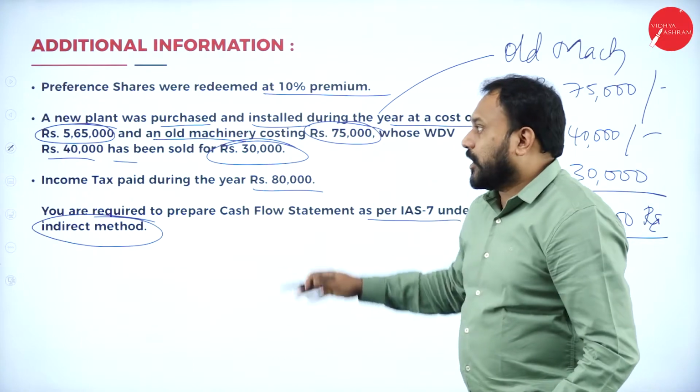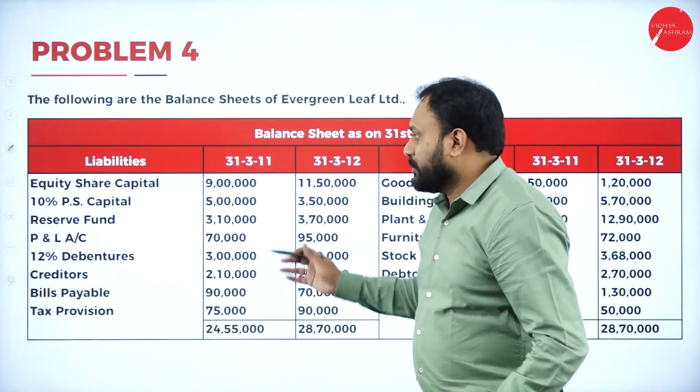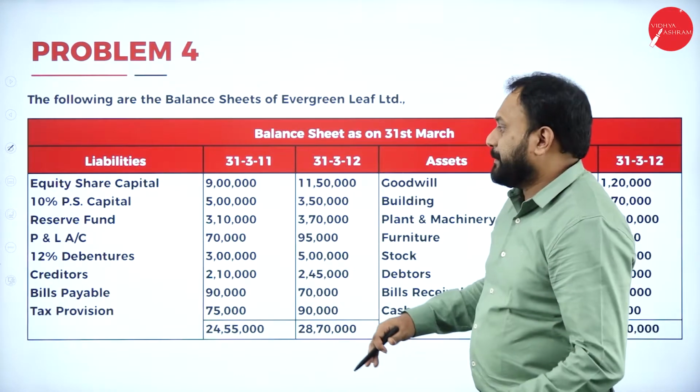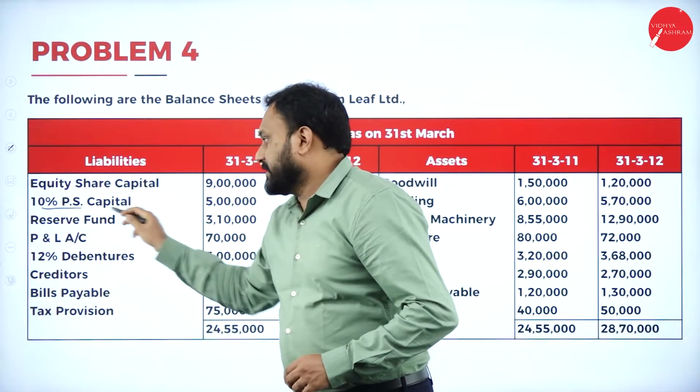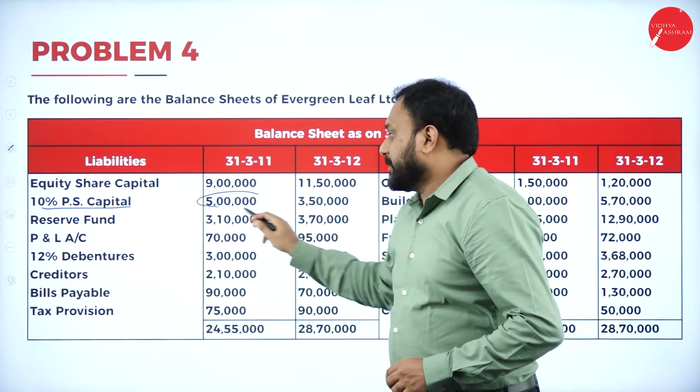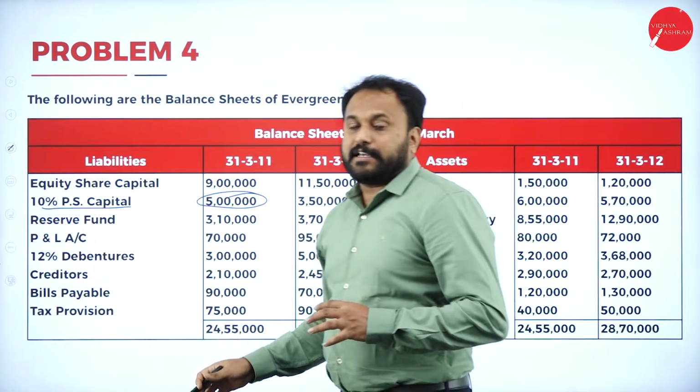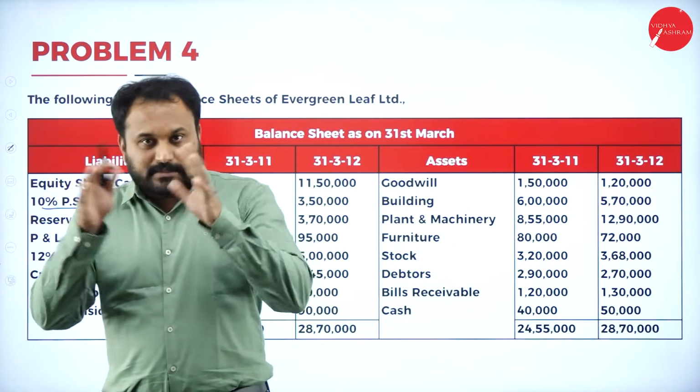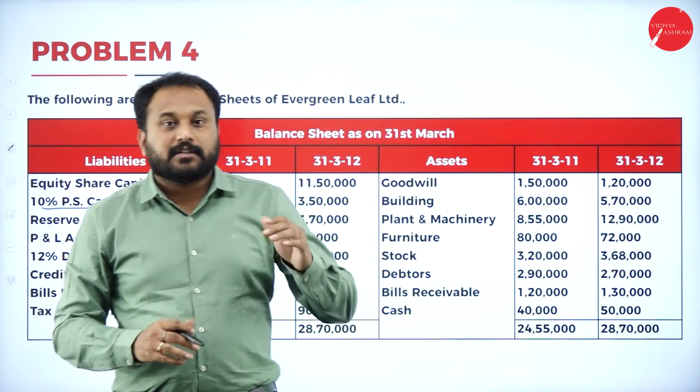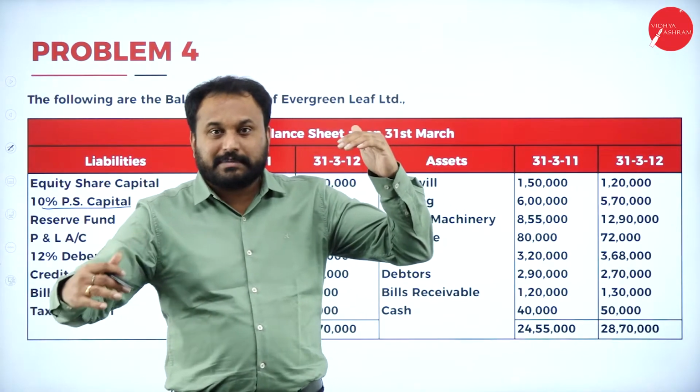The minute you get all these things, please understand, when you go back to the question and read equity share capital, you have 10% preference share capital, that is 5 lakh here. And whenever you go with liabilities and you want to open a table, the opening balance is here and the closing balance is here.